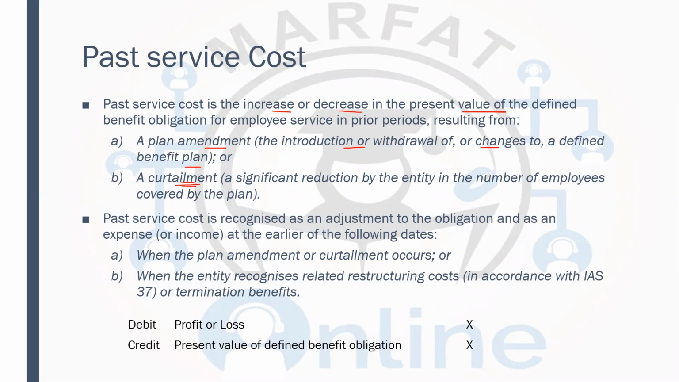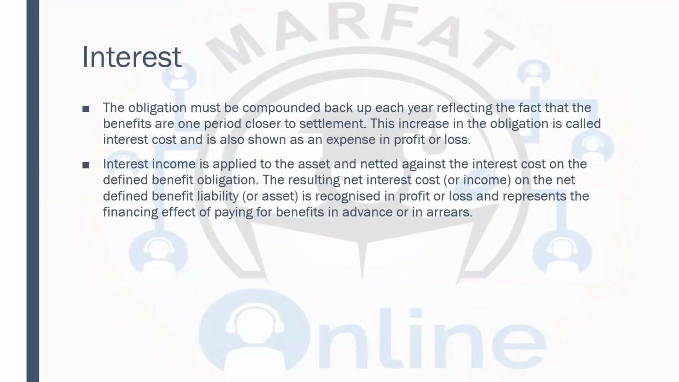So the past service cost is associated with the change in the present value of the obligation. So if it is increasing due to that, the double entry is going to be debit profit or loss, credit present value of obligation. Otherwise, it is going to be an opposite entry. So the past service cost is associated with the change in the plans. If due to the change in the plans, more cost is incurred, that will increase the liability. So that should be recorded as an expense, and the corresponding obligation should be increased.